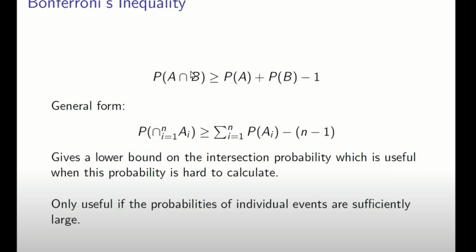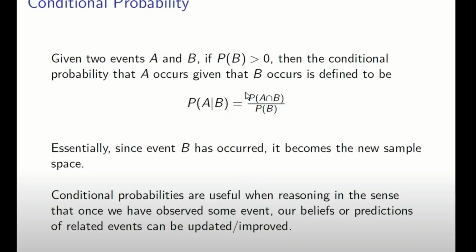And this is the Bonferroni inequality formula, which means P of A intersection B is greater than or equal to P of A plus P of B minus 1. The general form is P of the intersection of A i, i equal to 1 to n, greater than or equal to the sum of P of A i minus (n minus 1). It gives a lower bound on the intersection probability, which is useful when this probability is hard to calculate. It is only useful if the probabilities of individual events are sufficiently large. And the next is one of the main topics in set theory, conditional probability.